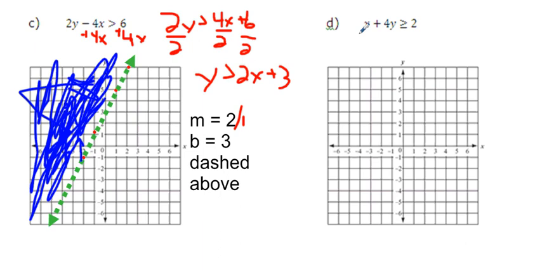All right, last one. So here I'm going to minus x. So I have 4y is greater than or equal to negative x plus 2. And then I need to divide by 4. Everything gets divided by 4.